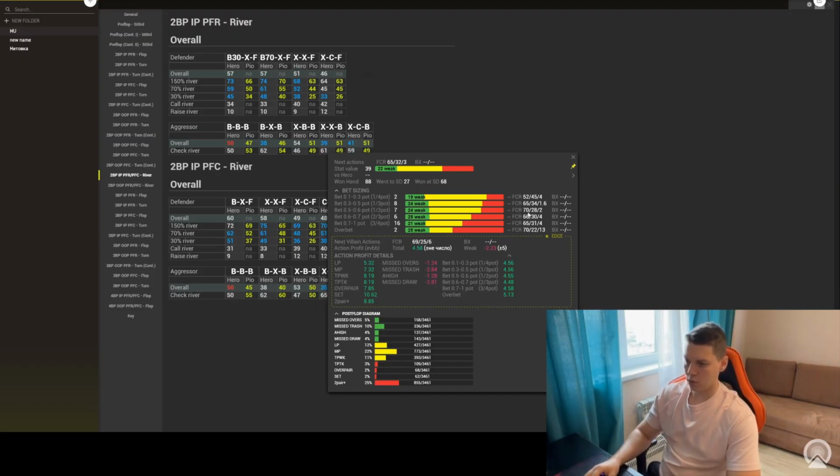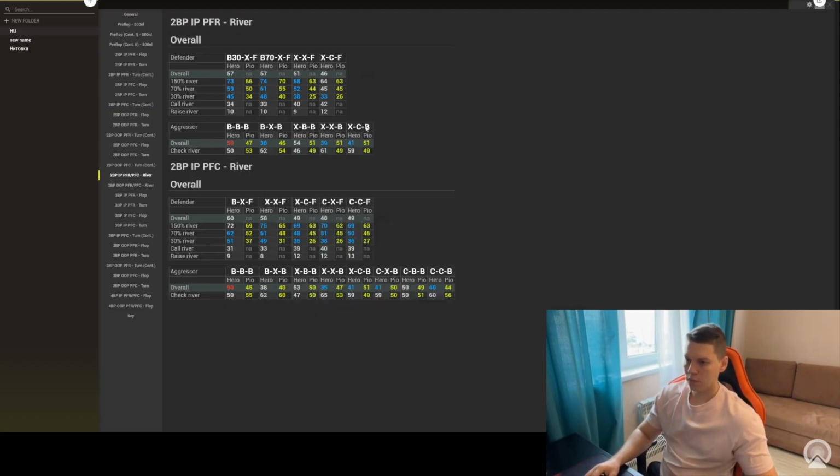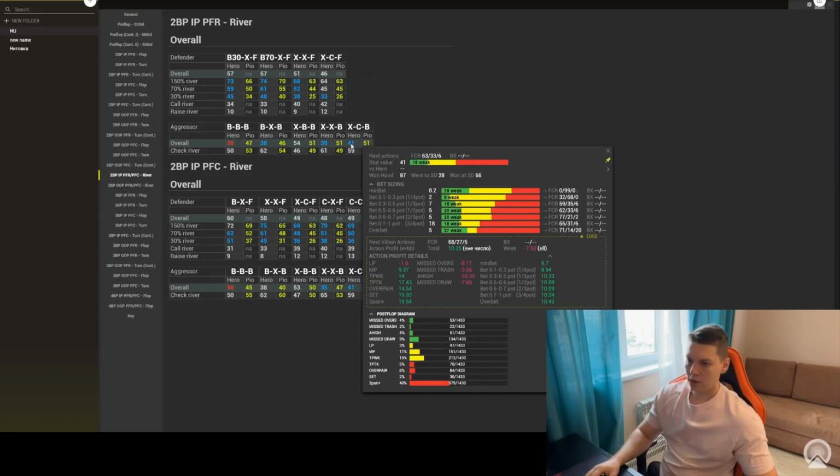That is, they fold easily to all sizings, here they fold, and here they fold as well. In fact, the higher the sizing, the more often we see folds. I think there's a large enough sample here to draw this conclusion. So overall, that's okay. And the last line.